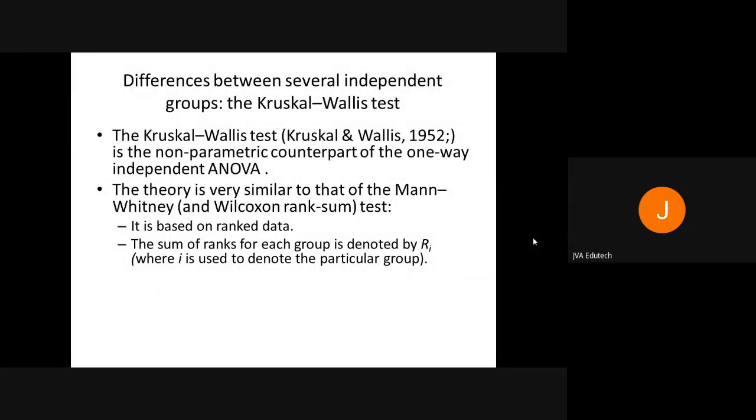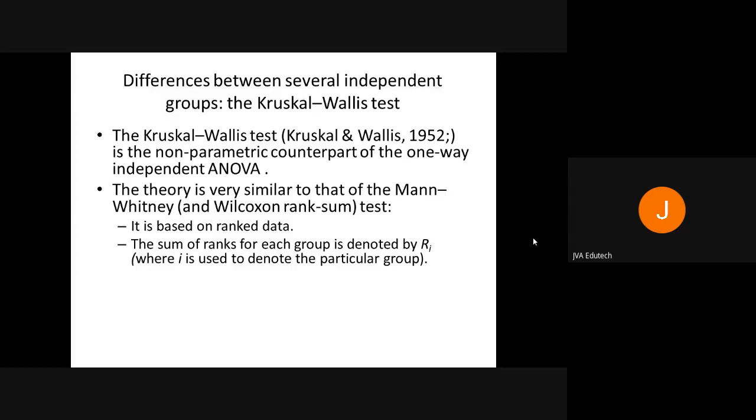In yesterday's class, we looked at how to fit a model that represents differences between two groups or conditions. We have seen the Mann-Whitney U-test in case of related samples, and then we have seen the Wilcoxon signed rank test in case of paired samples. But in both cases, our sample was divided into two groups or two categories. But what happens if there are more than two groups?